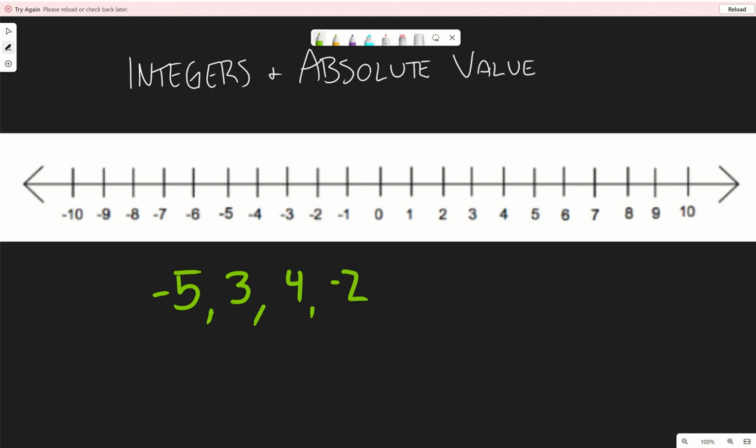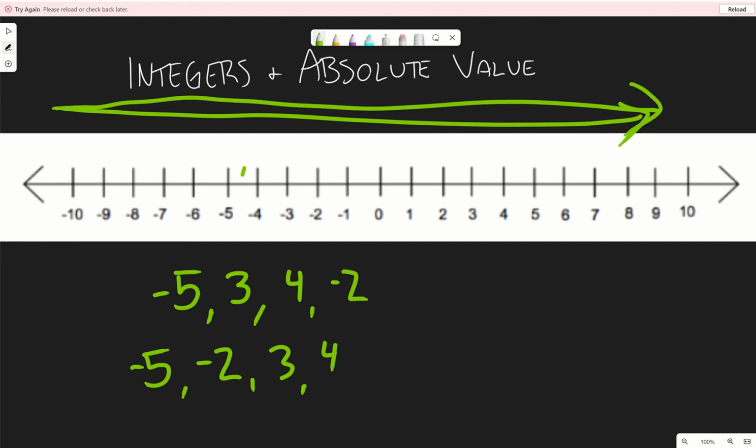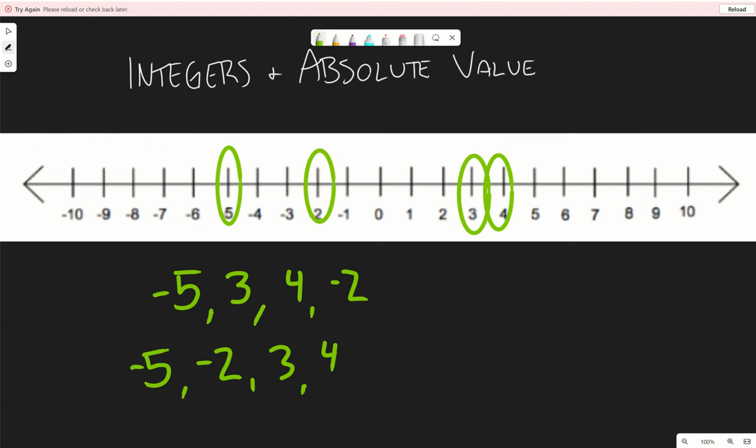Well, starting with our number line, starting on the smallest going larger, the first number we run into is -5. Then we run into -2, then 3, then 4. So this would be putting them in order. Starting on the left, as we're going right, which number comes first? -5, -2, 3, 4. That would be how we order our integers.